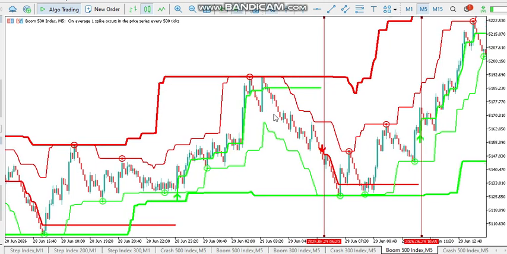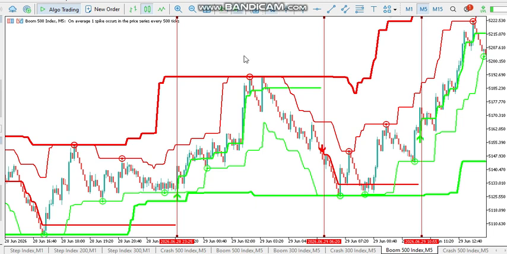So we have another one here, another one at this particular area. You can see this is also another accurate entry for us. You can see this is a massive profit at this particular level, and it's going to go a massive distance up to this particular area. So this is how this powerful indicator works.